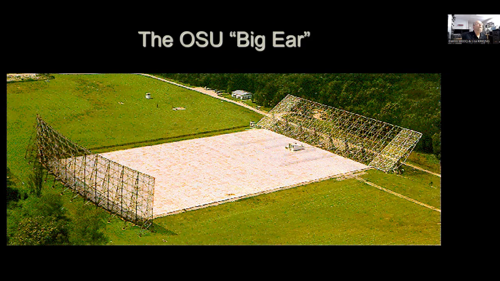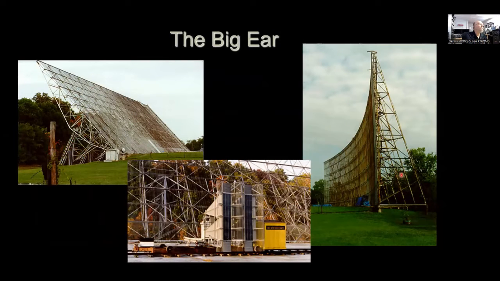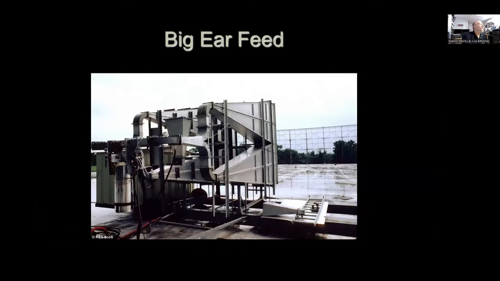We'll take some closer looks at these things. These are some photographs of the parabola, the fixed reflector, the tilting reflector, and the feed horns right here. And there's another view of those feed horns. That's quite a piece of equipment.